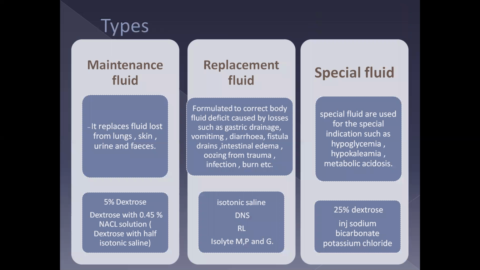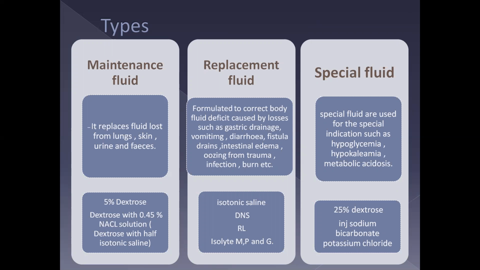Now we will be moving towards the types of intravenous fluids. There are three main types of intravenous fluids: maintenance fluid, replacement fluid, and special fluids. Maintenance fluid replaces the fluid lost from lung, skin, urine, and feces. These losses are poor in salt, so maintenance fluid should be hypotonic to plasma sodium. The maintenance fluid is 5% dextrose with 0.45% NaCl solution, that is dextrose with half isotonic saline.